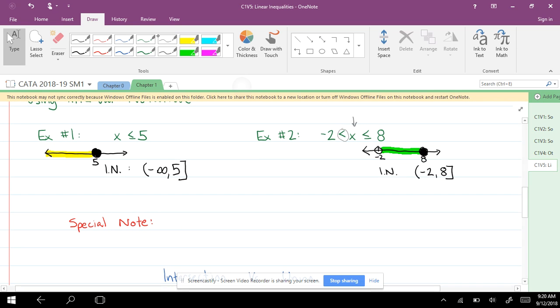A special note that I want to leave with you, always write the smaller number first. So just like a number line, all the negative numbers are to the left, all the positive numbers are to the right. It goes from less to big. Same way when we're writing interval notation. We want the smaller numbers on the left, and we want the larger numbers on the right.